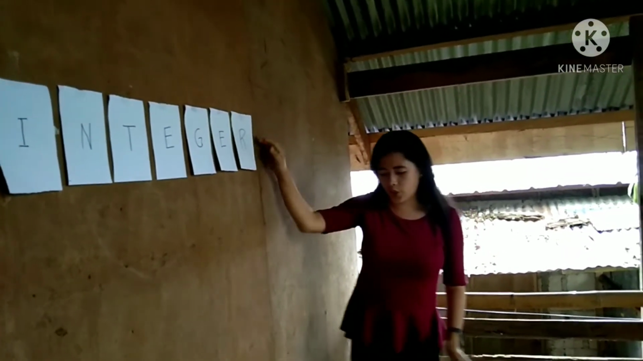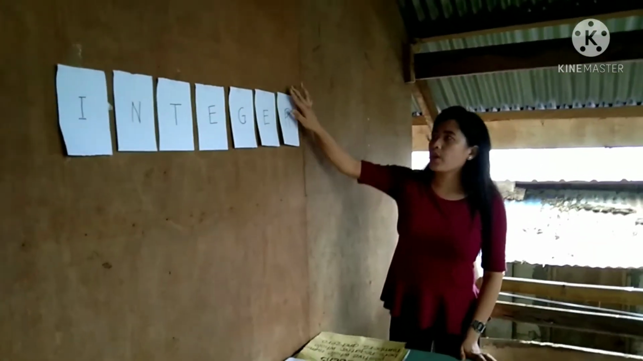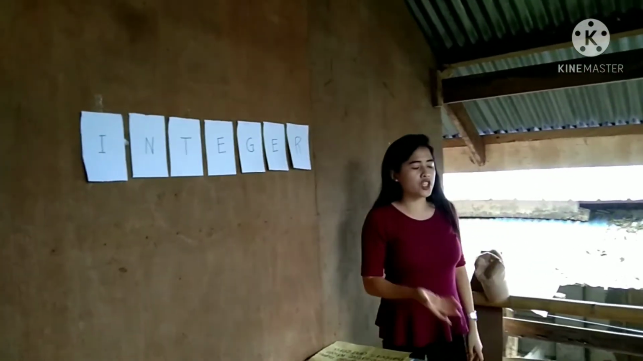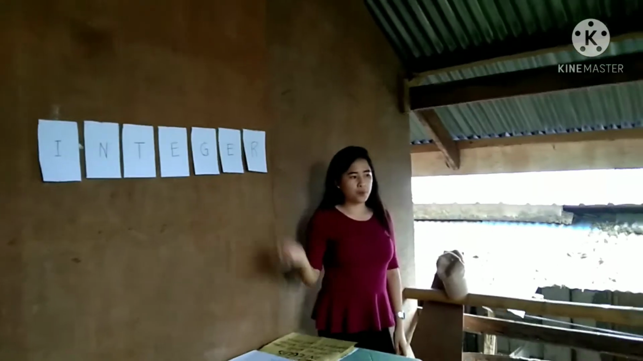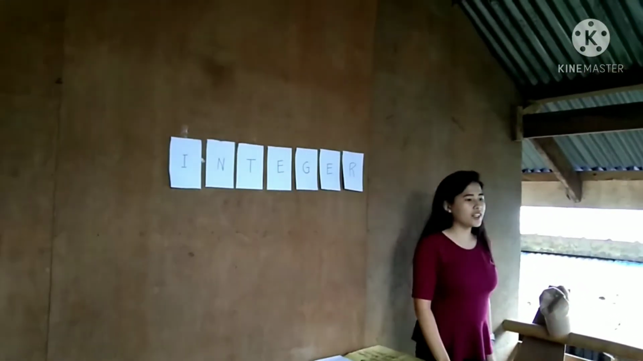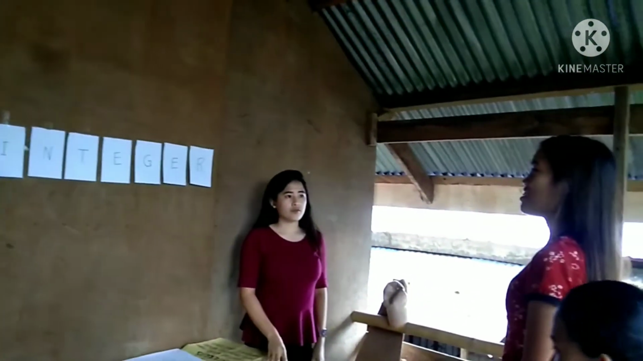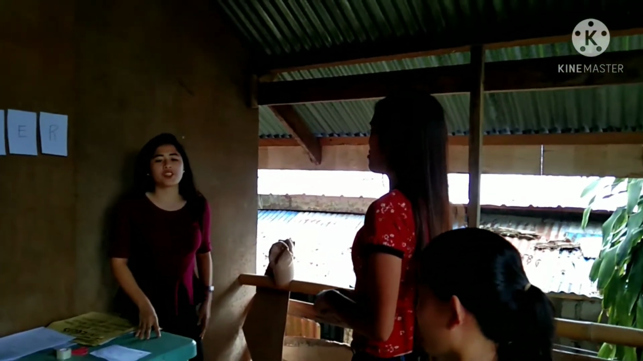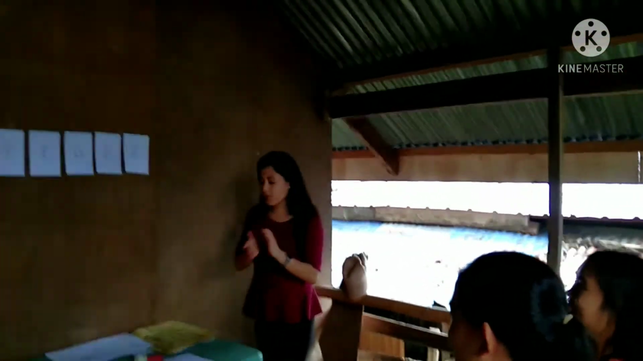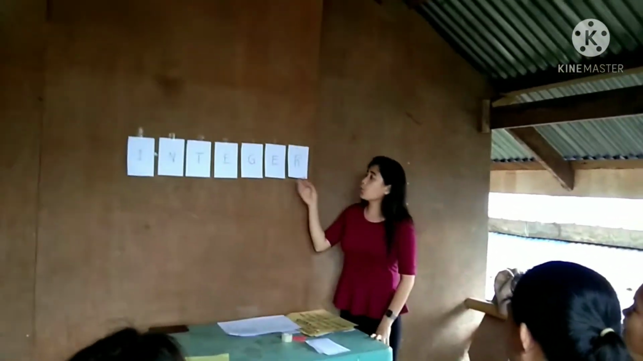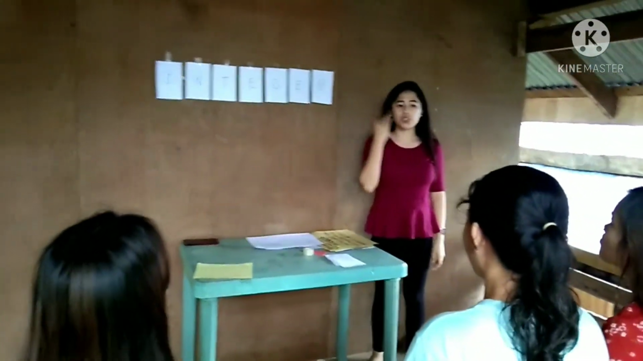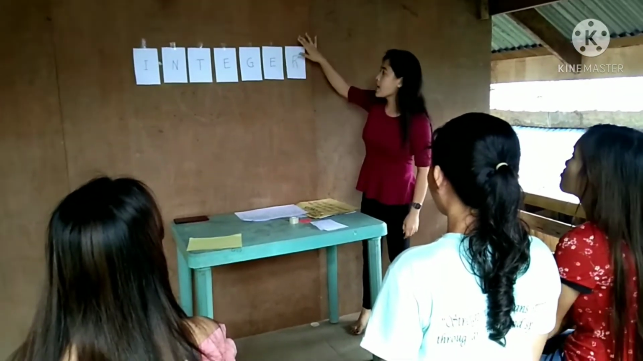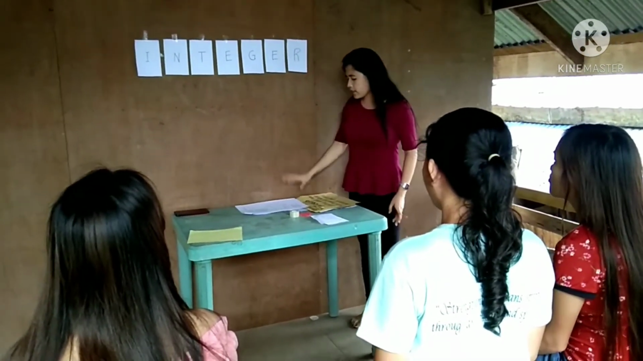Integer. Integer. So, as you have observed, there are problems at the back. So, what are the operations that you used to solve the problem? Yes, Richard? The operations are addition, subtraction, multiplication, and division. Very good. Let's give Richel a round of applause. So, that's right. We use addition, subtraction, multiplication, and division to solve the problems at the back of this flashcard.